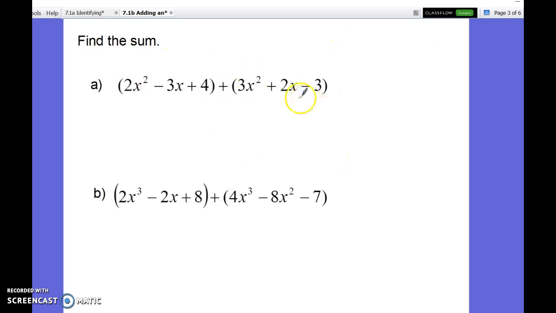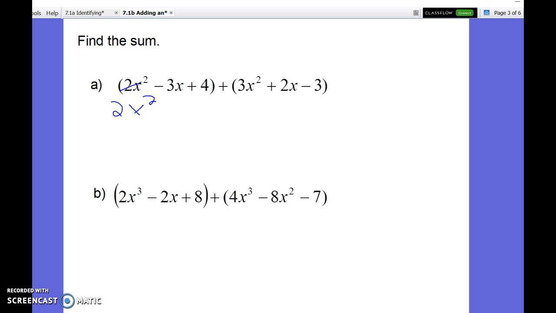All right, so here are the polynomials that we are going to try to add together. So we have 2x squared minus 3x plus 4 plus 3x squared plus 2x minus 3. So that's a lot. So if you're kind of confused when you start off, here's what I suggest. I would organize my terms.